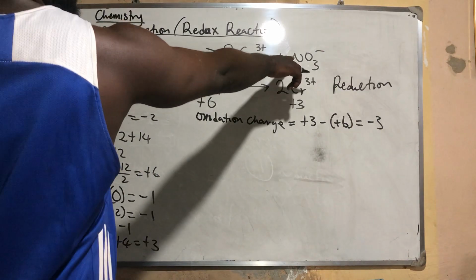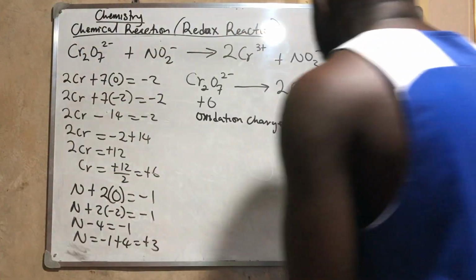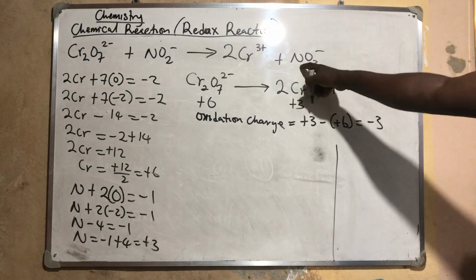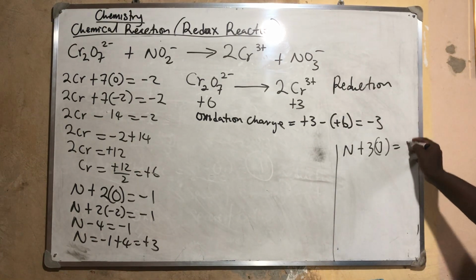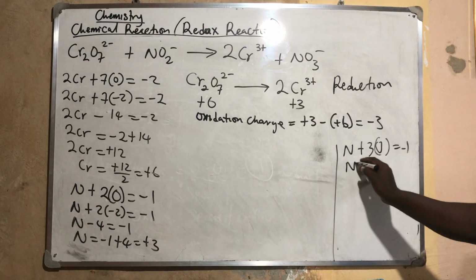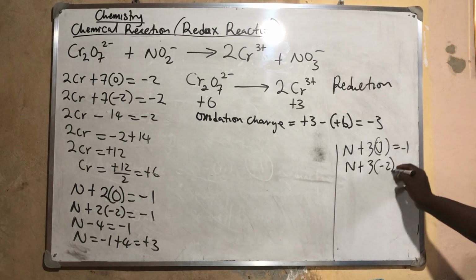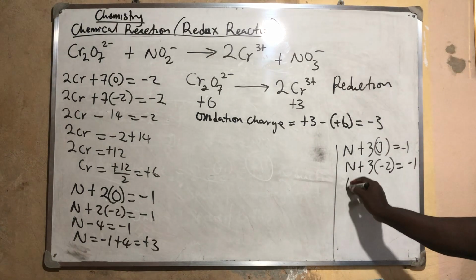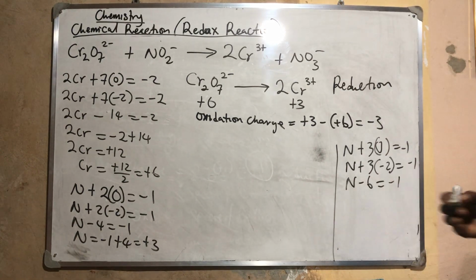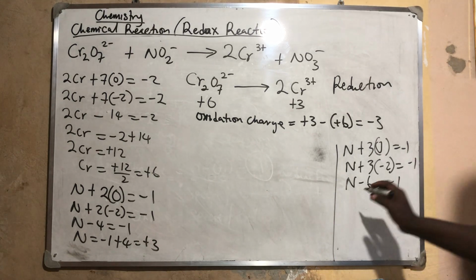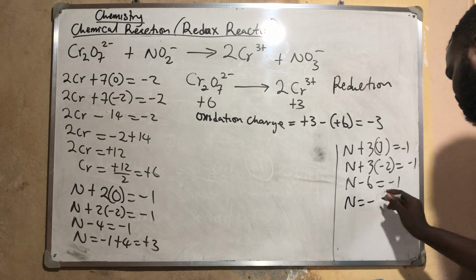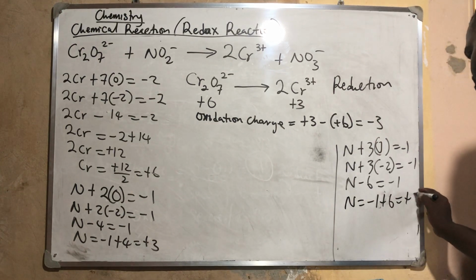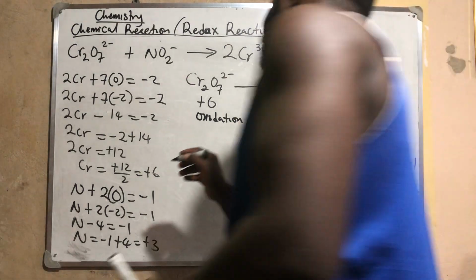Let us do the same thing for this one. Please permit me to write it here. We want to calculate for this one that N plus 3 of oxygen is giving me minus 1. So N plus 3 times minus 2 is giving me minus 1. So N minus 6 is minus 1. So my N will be minus 1 plus 6, which is plus 5.